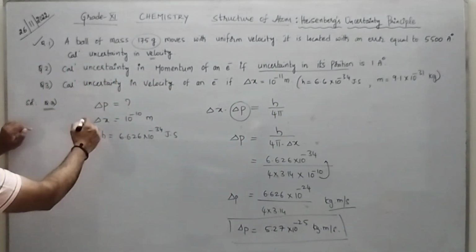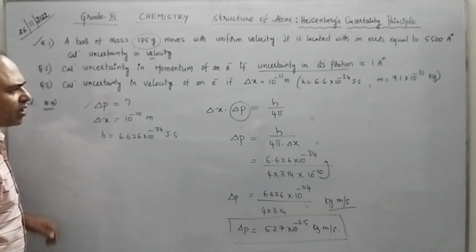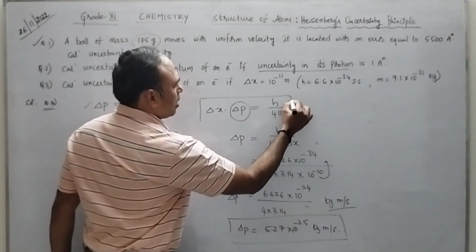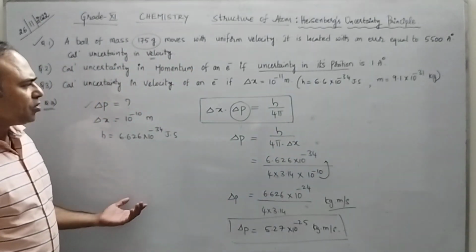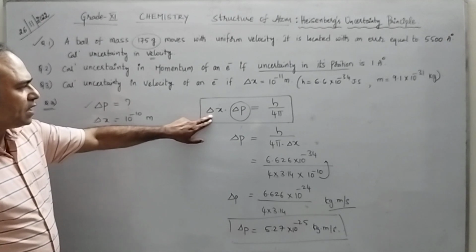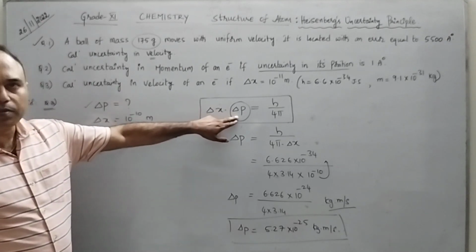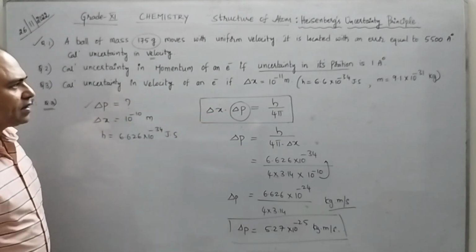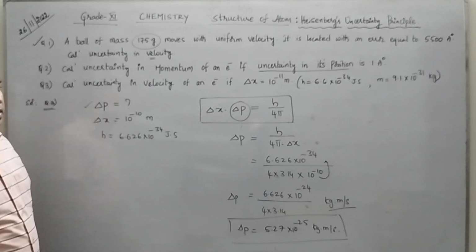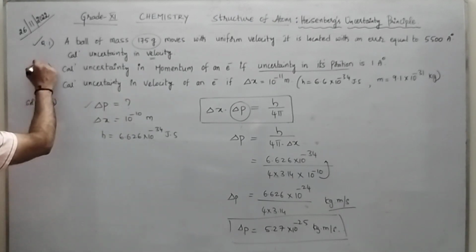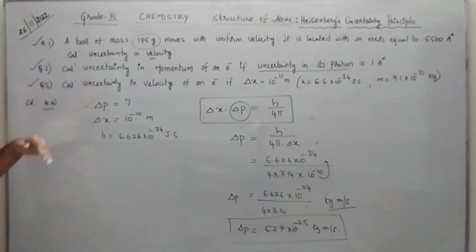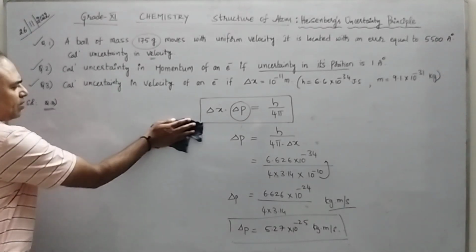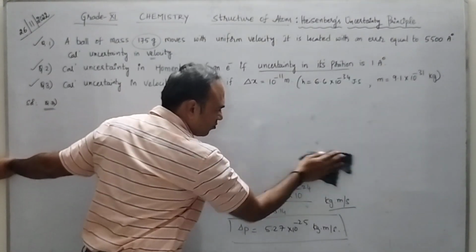Very simple. To calculate delta P, we can use delta x into delta P is equal to h by 4 pi. So as you can recollect, the uncertainty in position and the uncertainty in momentum cannot be calculated simultaneously according to Heisenberg's uncertainty principle. Question number 2 you have understood. Now coming to question number 3, this is given in the review exercise questions. The same question we have solved earlier, that is question number 1.